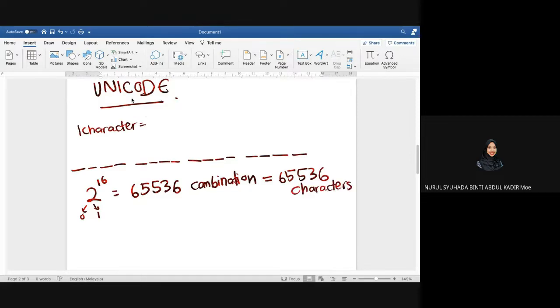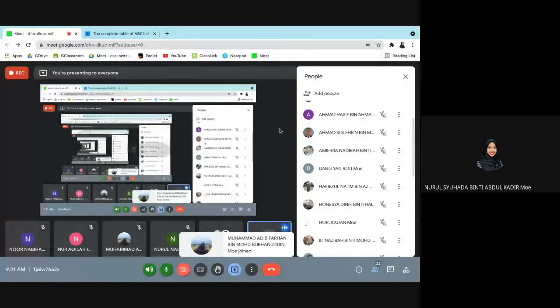I repeat. Unicode uses 16 bits for one character. 16 bits tu maksudnya you akan ada 16 blanks to be filled with 0 and 1 for every bit. So the option is 0 or 1. So you got 2 to the power of 16. Kenapa power of 16? Because you have 16 tempat kosong. And then you can do 65536 combinations, which is equal to 65536 characters. Faham tak yang Unicode setakat tu?